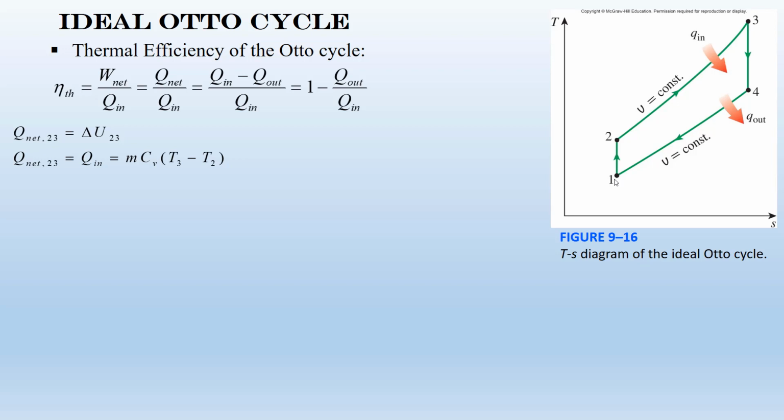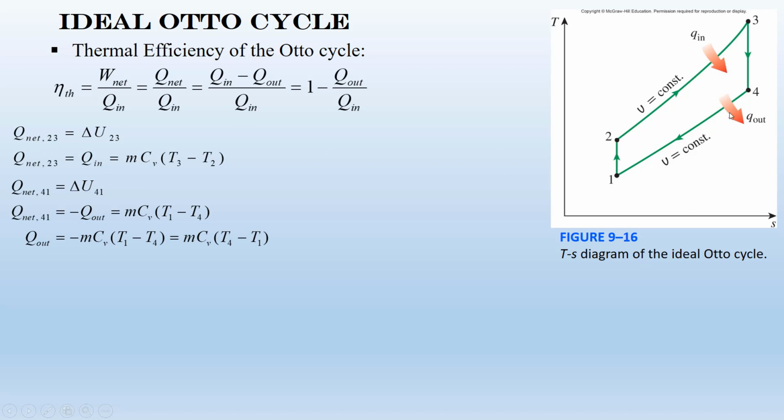Okay, guys. Again, you can write the energy balance for a closed system: Q net minus W net equals delta U. Again, W net is 0 because volume is constant, so Q net equals delta U. Keep in mind that here Q in is 0, so we can write negative Q out for the process between state 4 and 1 equals m Cv (T1 minus T4). If you multiply by the negative, we can write it as T4 minus T1.